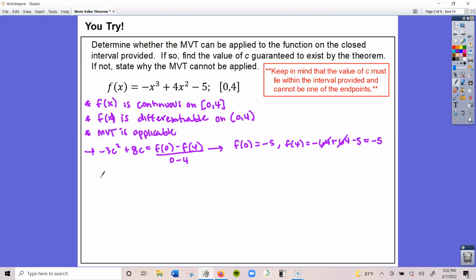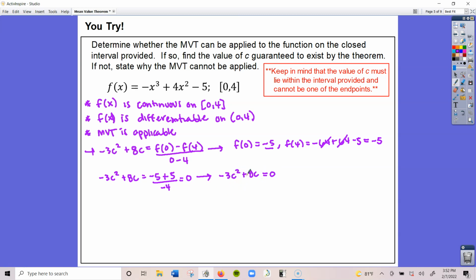So now let's continue here. Negative 3c squared plus 8c is going to equal f of 0, which I got to be negative 5, minus f of 4, which is negative 5, so it becomes plus 5, all over negative 4. Negative 5 plus 5 is 0, divided by negative 4 would still be 0. So I have my equation here, negative 3c squared plus 8c is equal to 0. I need to solve for c.